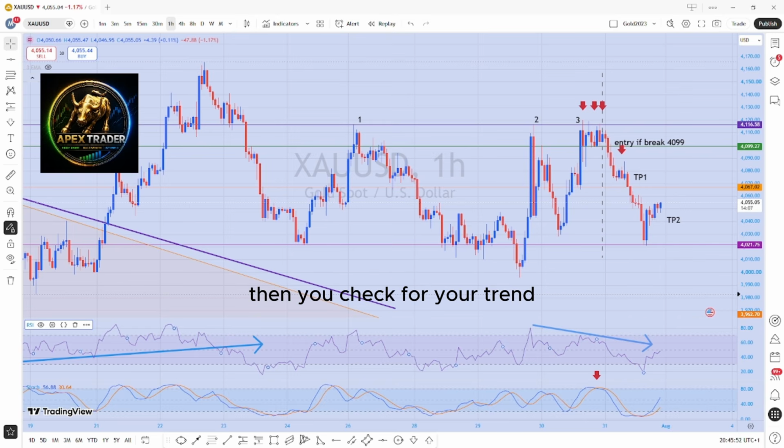Then you check for your trend. And once you have done that, you look for your secondaries, your indicators. In my case, I look for the RSI and the stochastics.